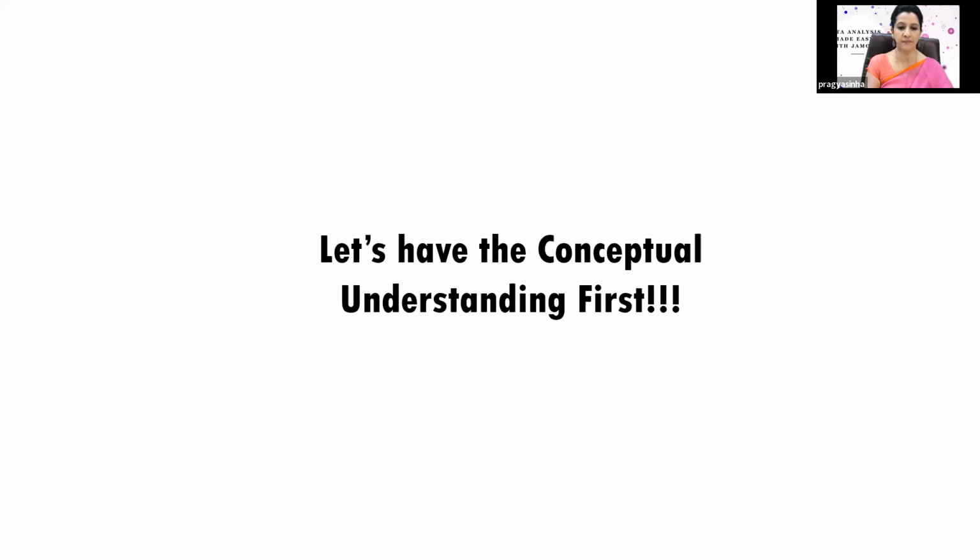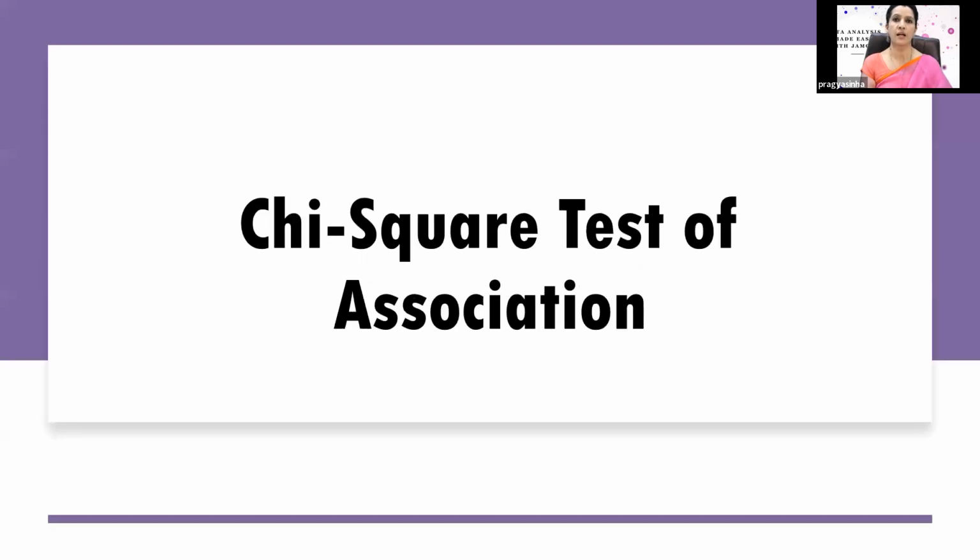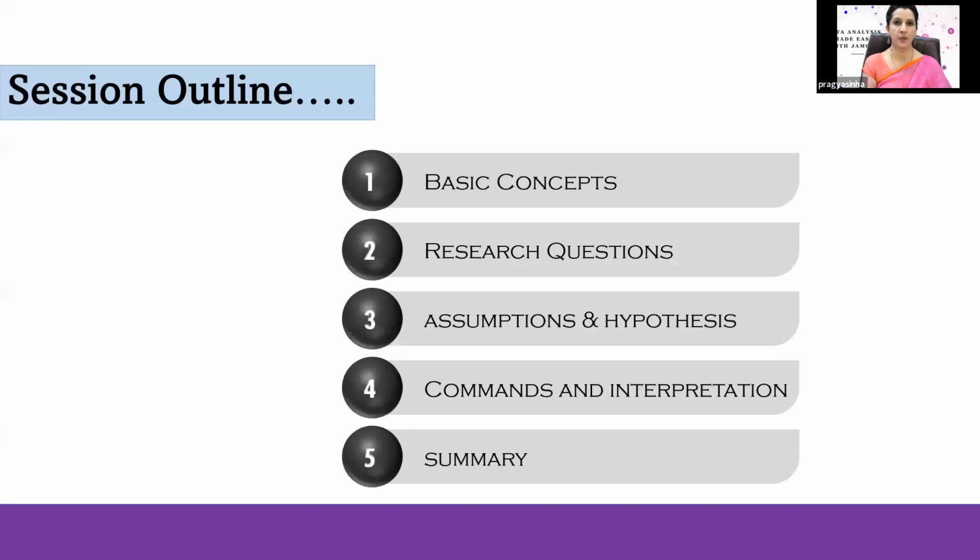So let's see the conceptual understanding before we go into the data analysis. First, coming to the chi-square test of association, we'll see the basic concepts: what are the research questions for which we need this test, the assumptions and hypothesis, and commands. And then in the last, we'll see the summary of the chi-square test of association.